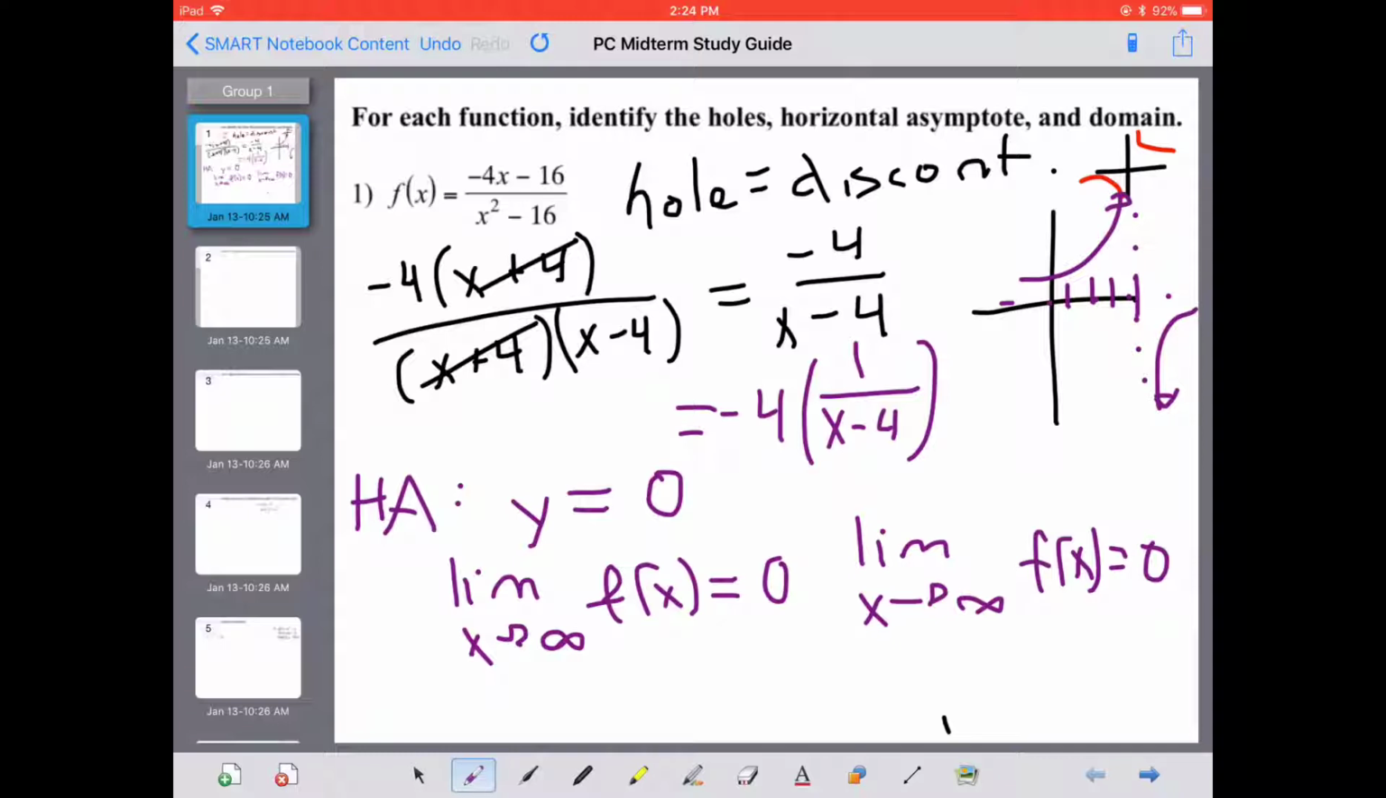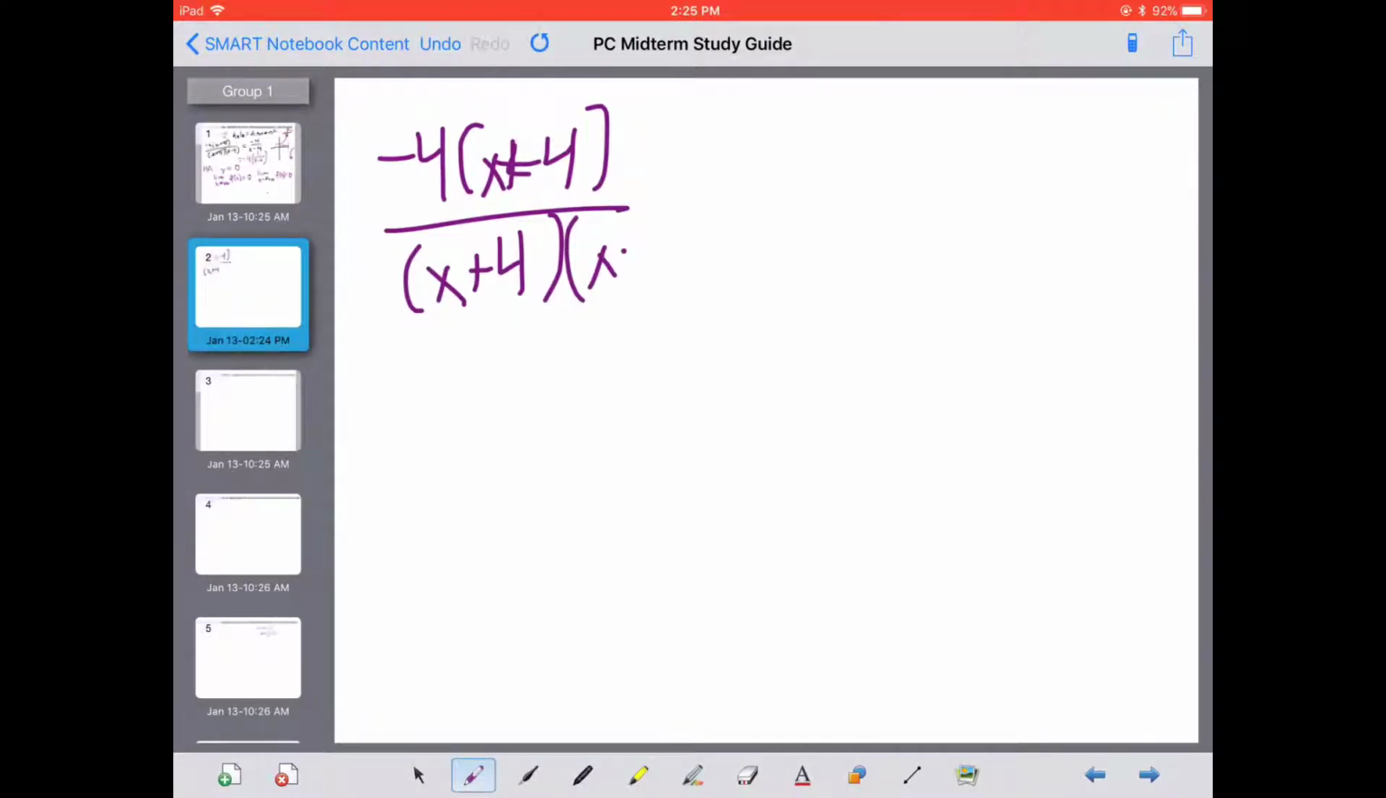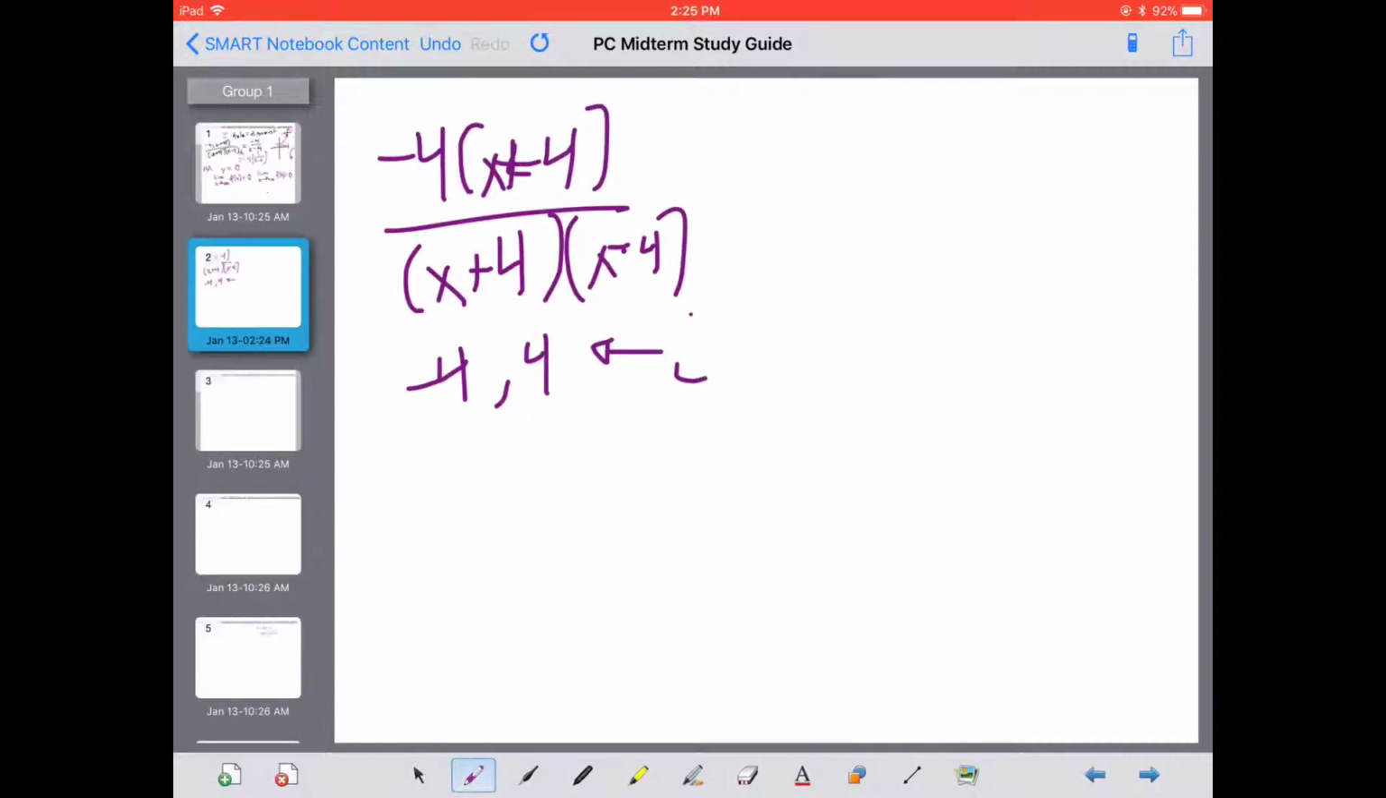For the other two parts, I have to start a new page, but we are going to look for discontinuities and our domain. Discontinuities in our graph, we don't see any. But remember, we had -4 times x plus 4 on top, and x plus 4 times x minus 4 on the bottom. We can't have either 4 or negative 4 on the bottom of our function. So these will be our discontinuities.